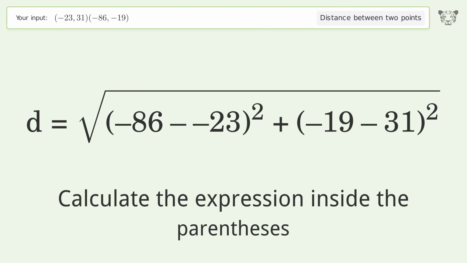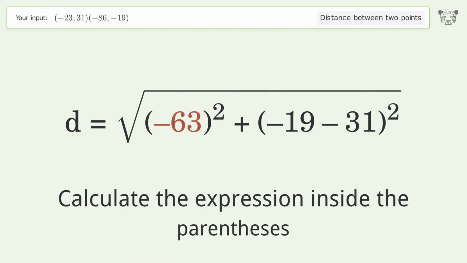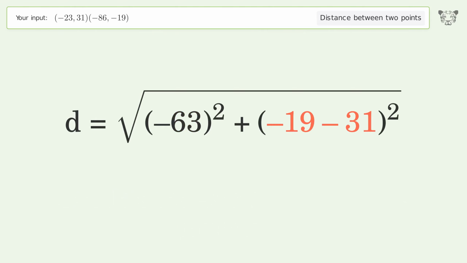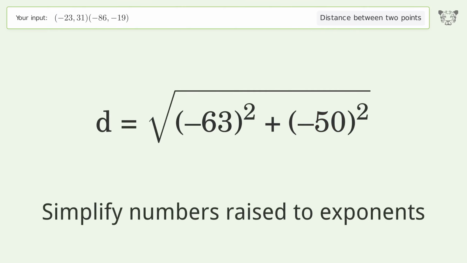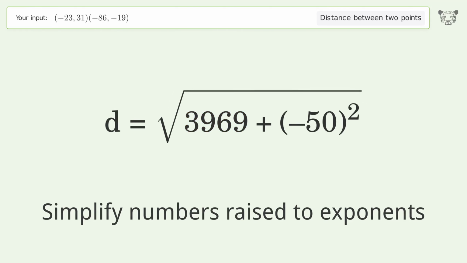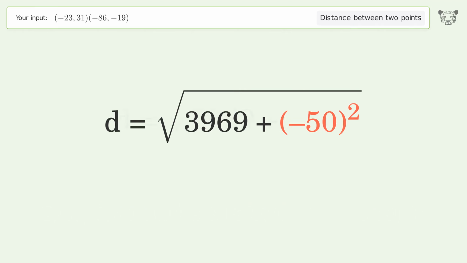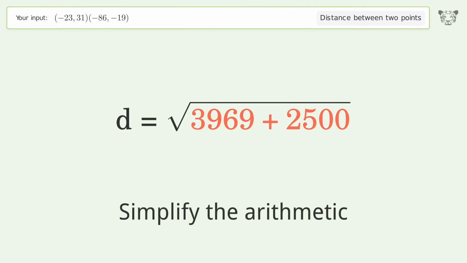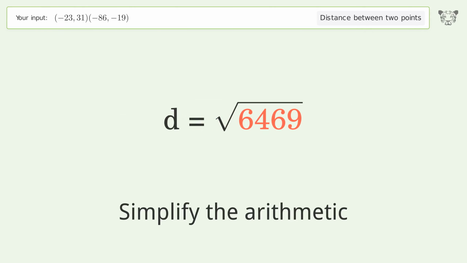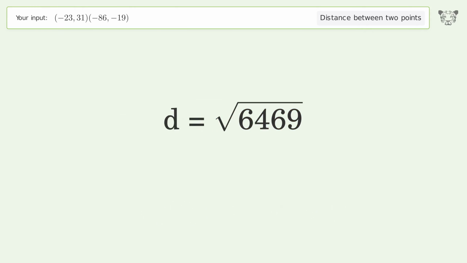Calculate the expression inside the parentheses. Simplify numbers raised to exponents. Simplify the arithmetic. And so the distance between the 2 points is the square root of 6,469, or 80.43.